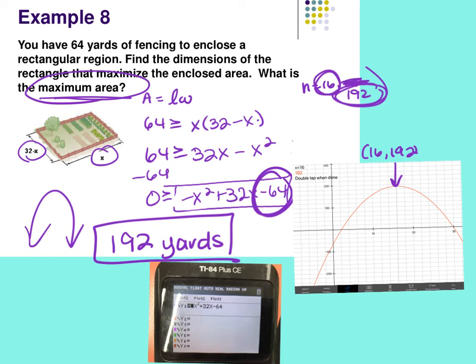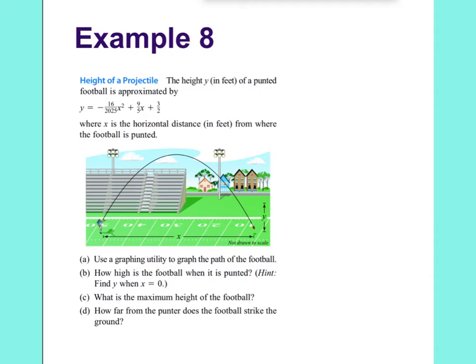Okay, last one, and this is the one that's in yours, right? It says the height in feet of a punted football is approximated by that big long function, where x is the horizontal distance in feet from where the football is punted. Use a graphing utility to graph the path of the football. How high is the football when it's punted? What's the maximum height of the football, and how far from the punter does the football strike the ground?